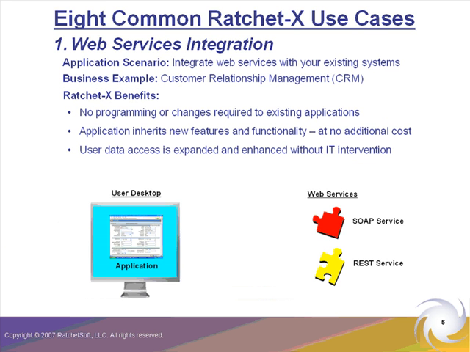The first use case is called the Web Services Integration. This use case applies when someone uses Ratchet-X to integrate SOAP or REST-based web services functionality into an existing Windows or browser-based application, thereby extending the capabilities of that application by adding the functions provided by the web service. So, if the functions I previously described in my CRM example were available as web services, I could use Ratchet-X to easily integrate those functions into my CRM application without programming or changing the CRM system in any way. This use case is the scenario we set out to accommodate when we first designed the Ratchet-X product.